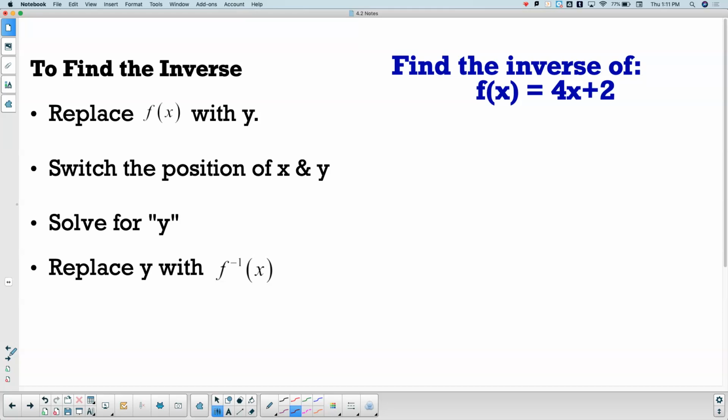Step number 1 when finding an inverse is you change the function notation back into just y. So if you're sitting here and you've got f of x equals 4x plus 2, that's my function. We're going to find the inverse of that. The first thing that I'm going to do is change f of x into y.